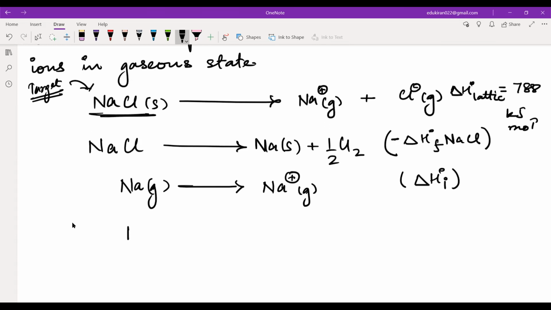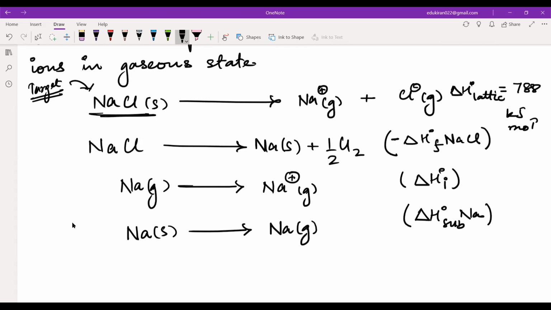Now sodium gas. We can prepare sodium gas from sodium solid, because we need to cancel it now. So sodium solid is giving me sodium gas, and I will call this delta H0 sublimation of sodium, because this is sublimation, correct? Yes or no? Yes, sir.